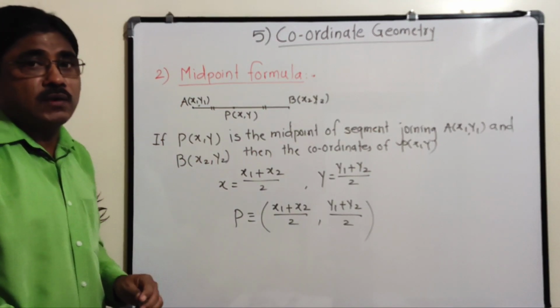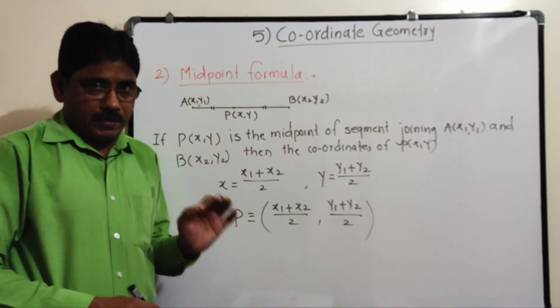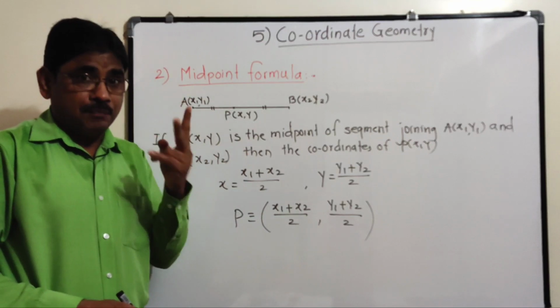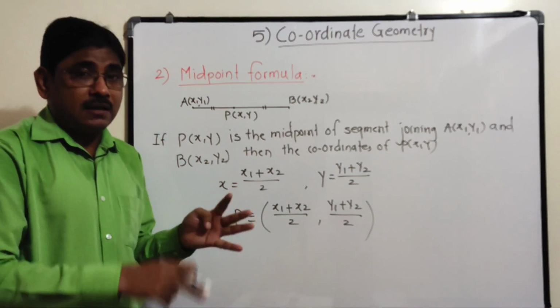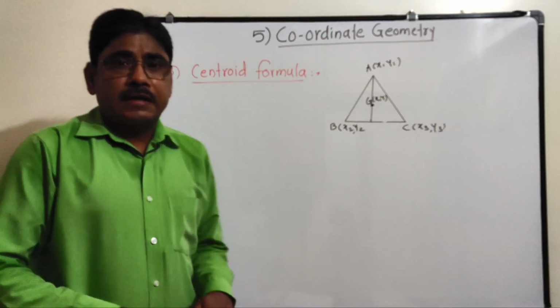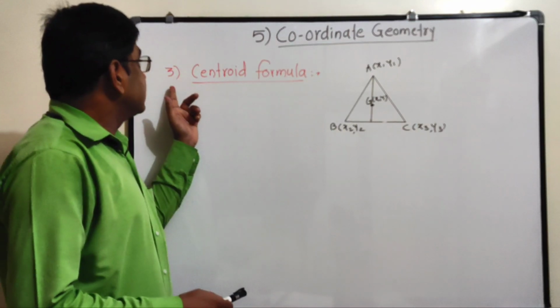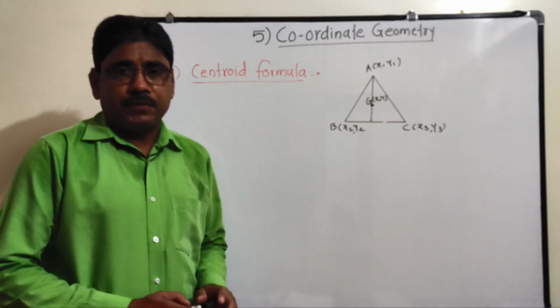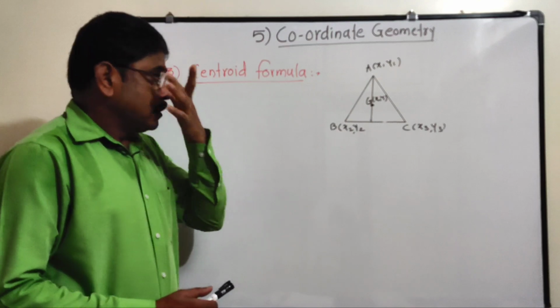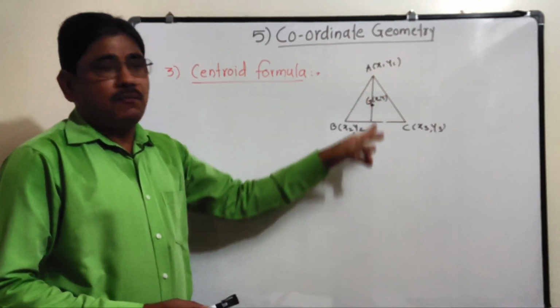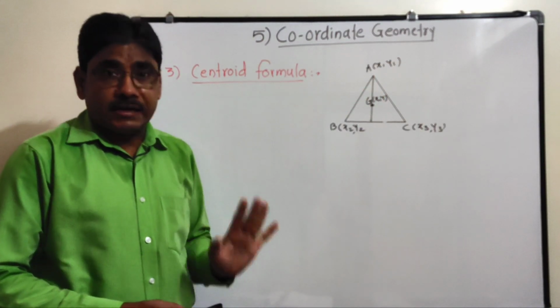This formula is known as the midpoint formula. So remember this second formula. First one is the section formula, second one is the midpoint formula. So let us see that the third formula is the centroid formula. Centroid means the point of concurrence of all 3 medians is called the centroid.